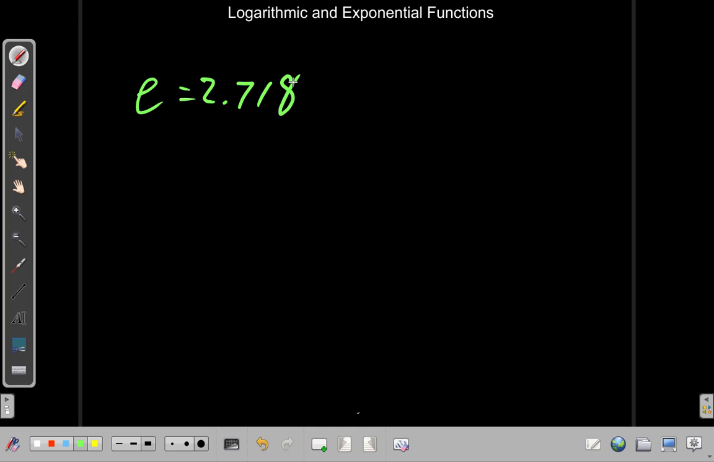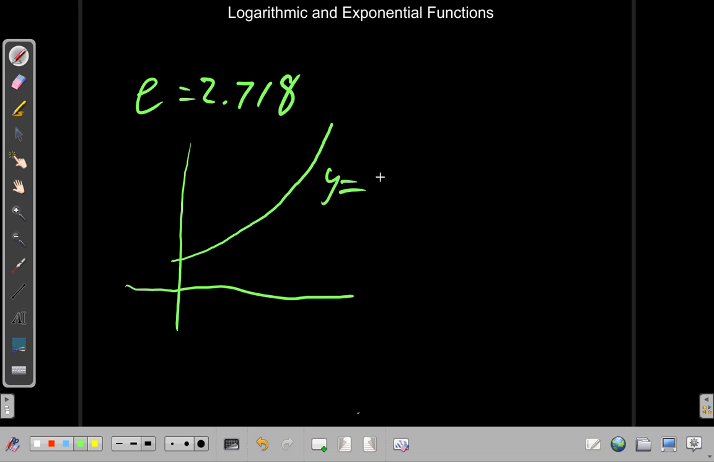Now, when you have, for example, a population growth, the graph is in the form of y equal a number times e raised to the power of x, where you have the y-axis here and the x-axis here. So you do have e there.